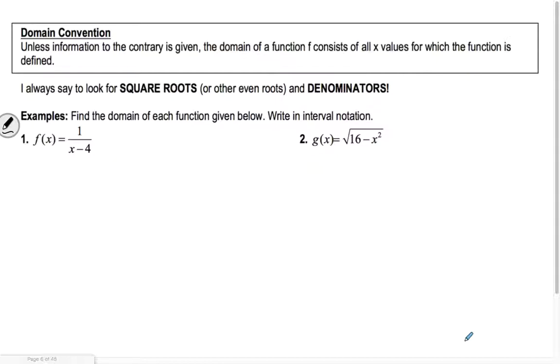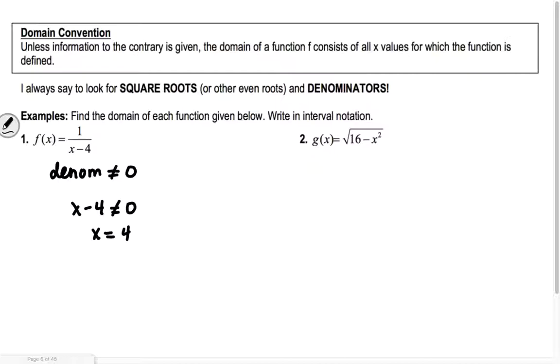And then I'm going to look for denominators. So you're looking mostly for square roots and denominators. So on number 1, do I have either of those, square roots or denominators? I have a denominator. So I know that my denominator can't be equal to 0, right? So what if I set x minus 4 equal to 0? What would x equal? 4. So it can't be that.